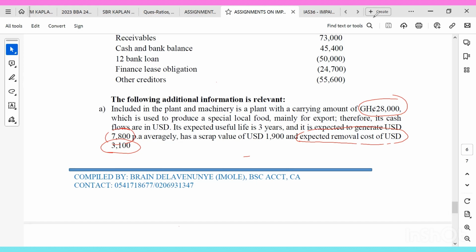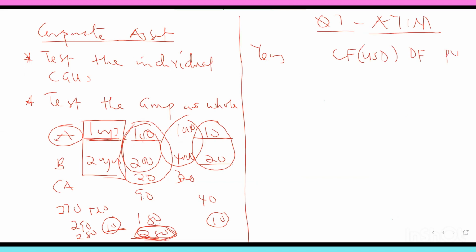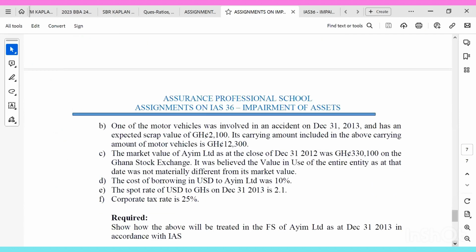if you are computing the value in use of the machinery, let's look at the value in use of that particular one: the cash flow, which will be in USD, then we have the discount factor, then we have the present value. The discount factor was given to us as the borrowing rate of the company, which is 10%. So the discount rate is 10%.